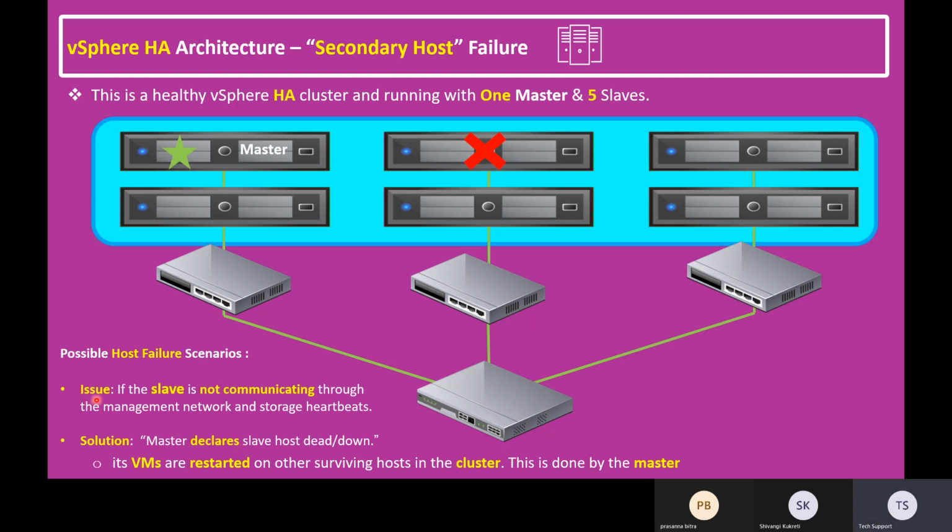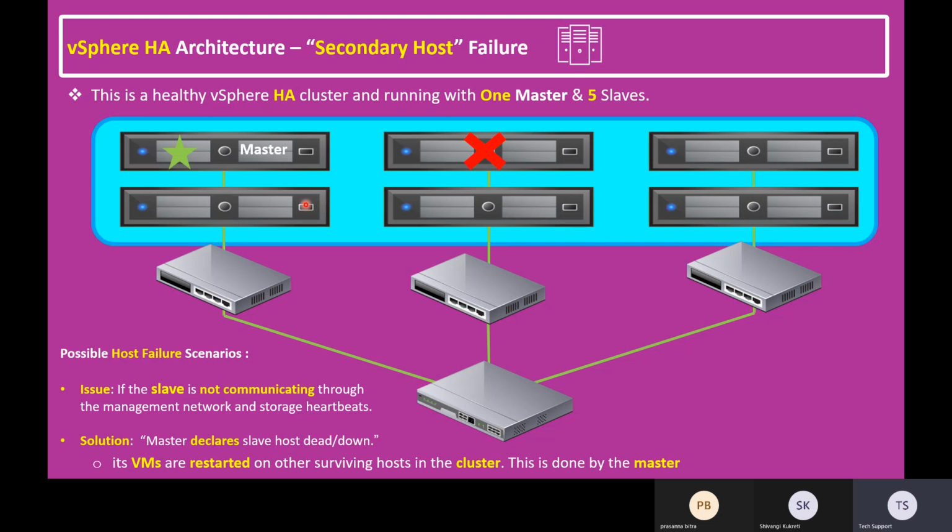See, if you see the description below, the slave is not communicating, and the solution is the master declares our secondary host down or dead. The VMs are restarted on other surviving hosts in the cluster. This is done by the master. That means the master will take care of this: the VMs of the down secondary host will be migrated and restarted on another host, any one of the hosts wherever the resources are available. That is the secondary host failure scenario.